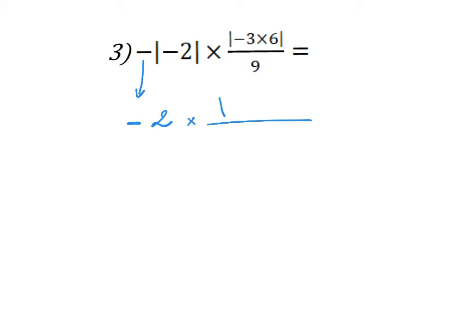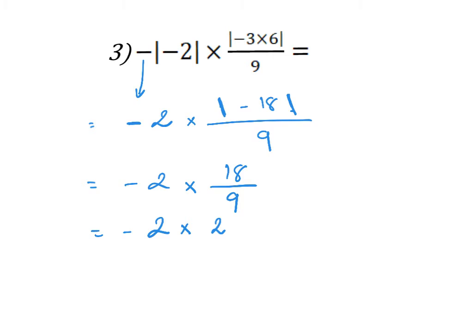And here we're going to solve inside. It's like PEMDAS. We're going to solve inside the absolute value. It's like parentheses. So what's -3 times 6? That would be -18 divided by 9. And here we have -2 times the absolute value of -18, which will be 18 divided by 9, right? And here we have the fraction bar for division, so we have to divide first. 18 divided by 9, we're going to have 2, and the answer will be -4 because -2 times 2 will be -4.